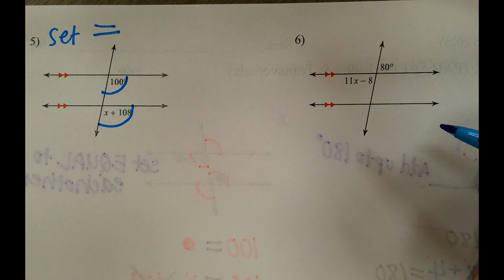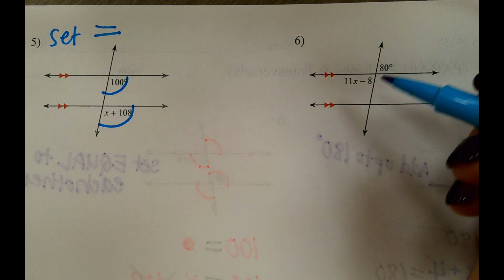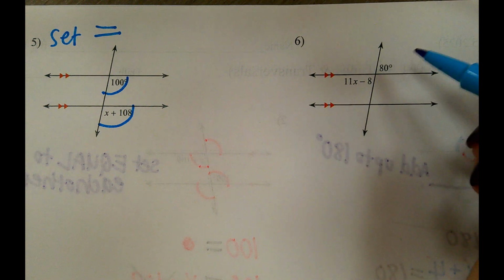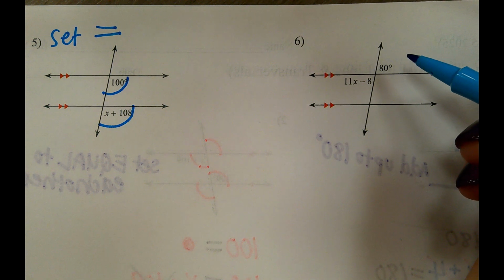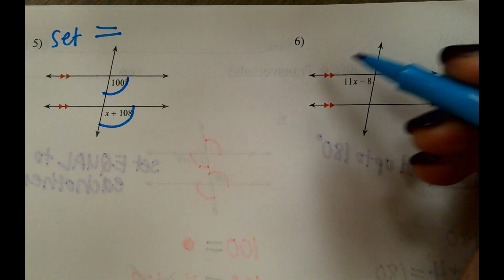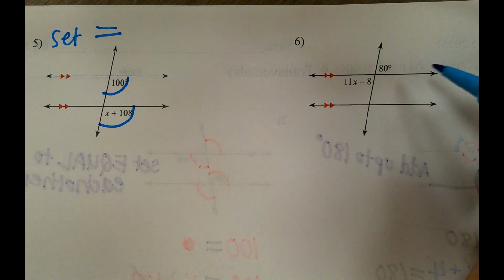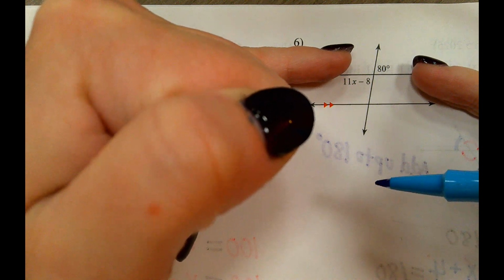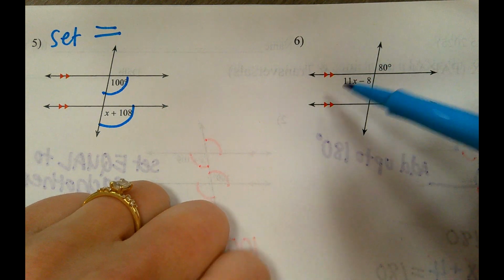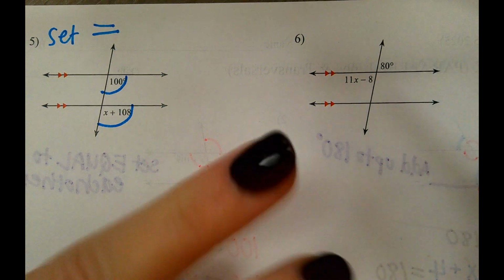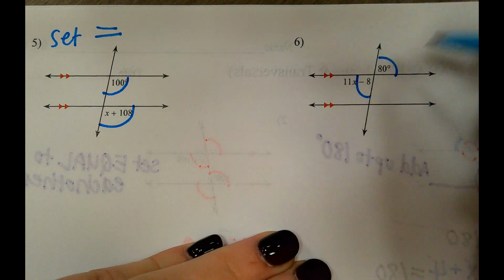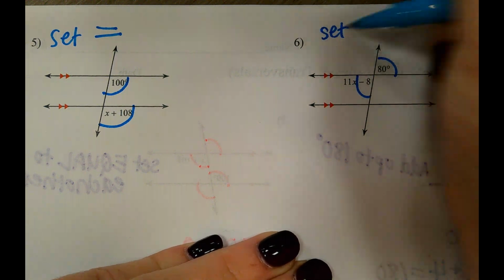They're not equal because it's not vertical. These two aren't vertical? It's not right next to each other. If they're not right next to each other, then they're not going to add up to 180. Since they are across from each other, they're vertical, which means they're equal. So set equal.